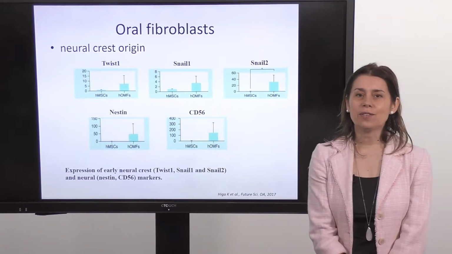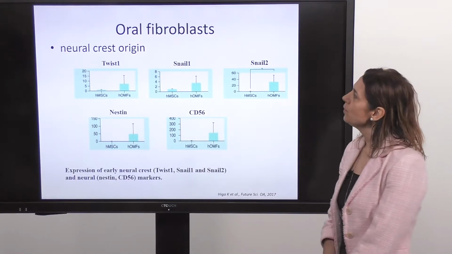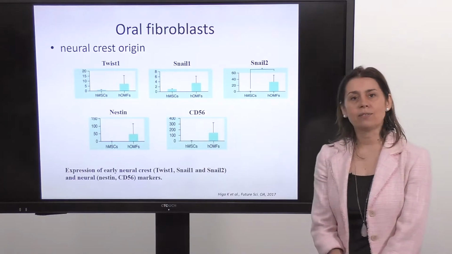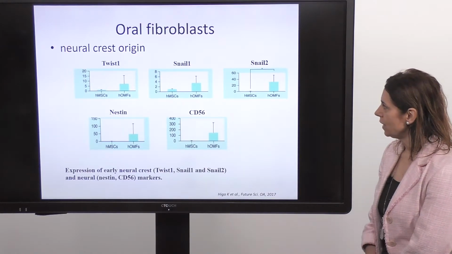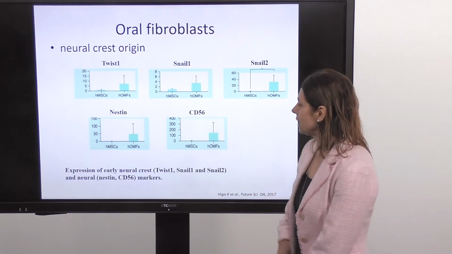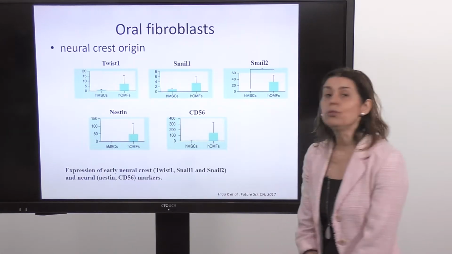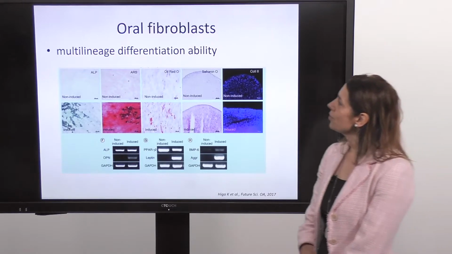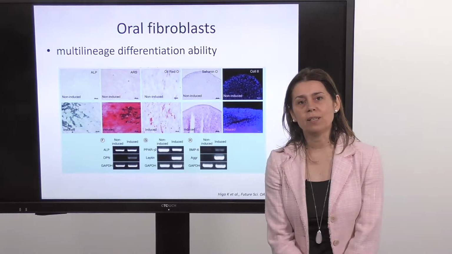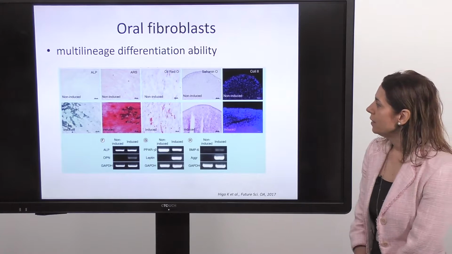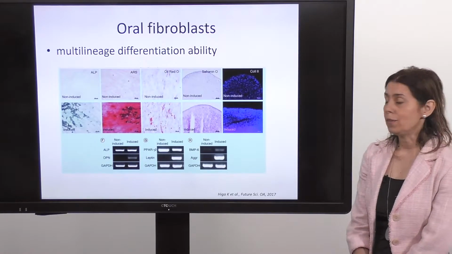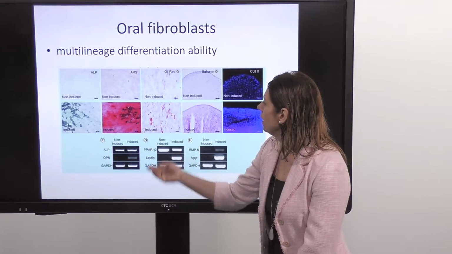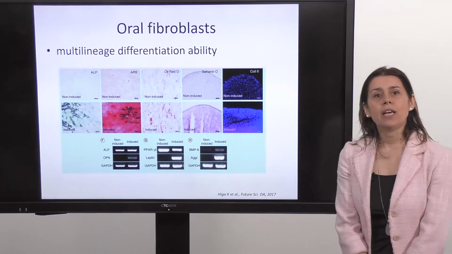Why they are so different, we are still investigating, but what we know is that some of the oral fibroblasts have a neural crest origin, and this has been demonstrated by several studies. They also express some neural markers. Of interest, oral fibroblasts also seem able to differentiate into cells that can give rise to bone proteins, cartilage, and fat.